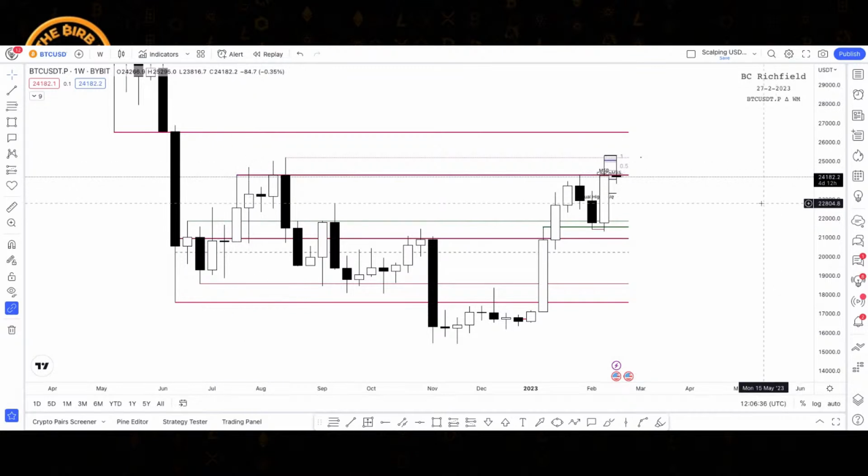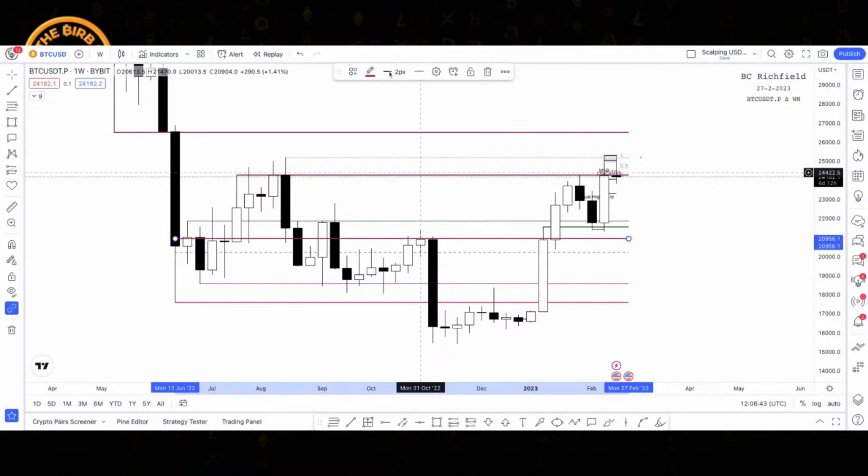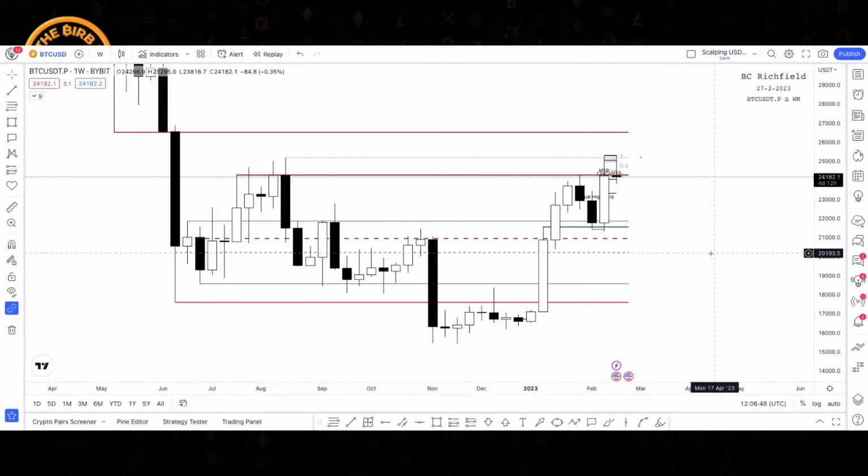Now remember, when we're trading ranges, guys, we're looking to trade these ranges from extremity to extremity via the EQ or the midline. Yeah, and let me just make that a dashed line as well so it stands out a bit more. So this is our major range that we're playing here, right?